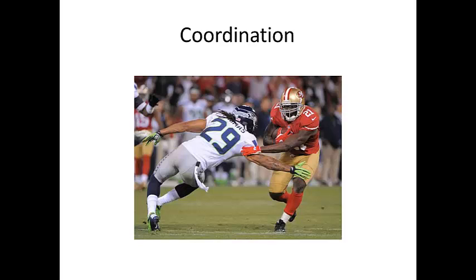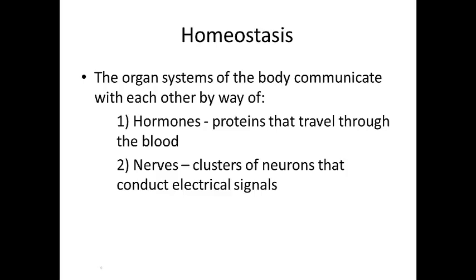Then your nervous system also helps you with coordination and movement. Okay, but in a more general sense, your nervous system helps your body maintain homeostasis, which is that common theme that runs right through this course. How does your body maintain that steady state? Well, to maintain homeostasis, your body has to communicate. Like parts of your body have to communicate with other parts. So how does your body communicate?